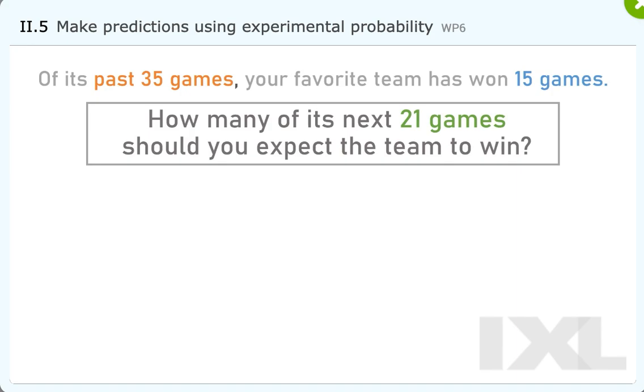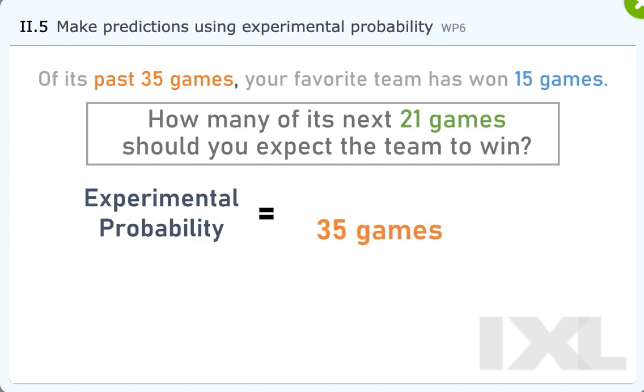The first step is to find the experimental probability, which is given by the ratio of the number of times an event occurred over the total number of trials. The total number of trials is the number of games the team has played so far. So our denominator will be 35. And the number of times an event occurs in our case is the number of wins the team had. So we'll put 15 in the numerator. That gives us an experimental probability of 15 over 35, which can be simplified to 3 over 7.